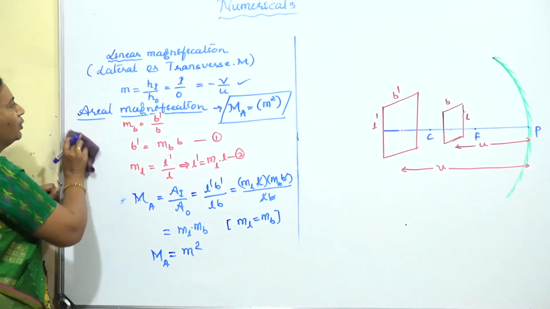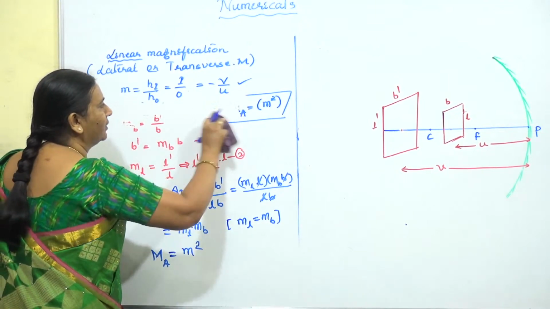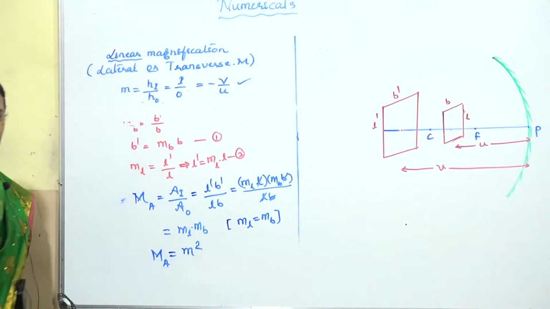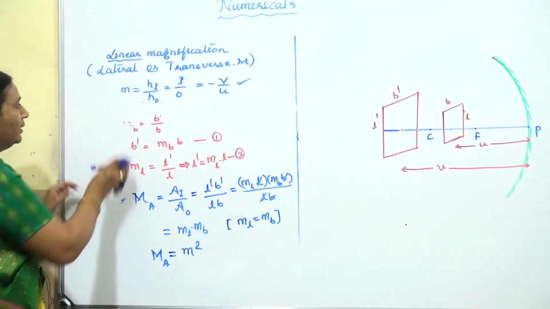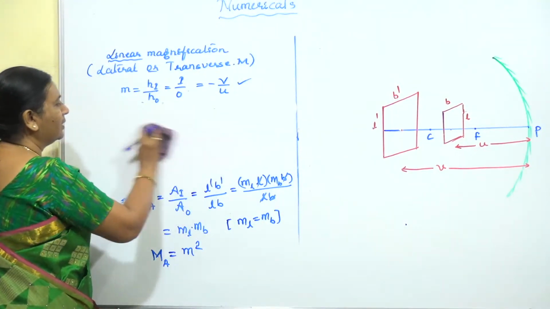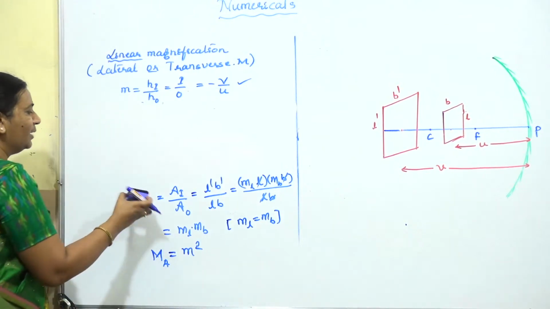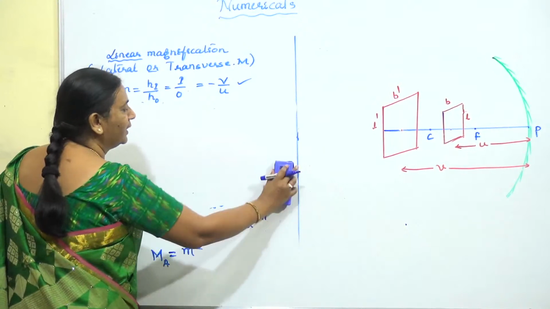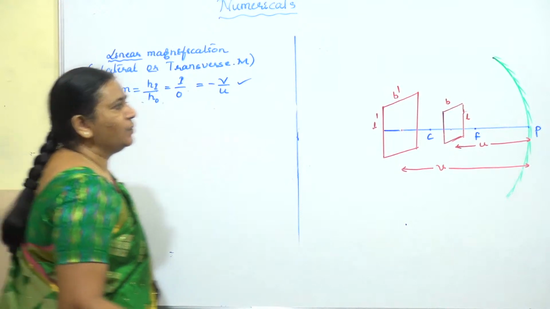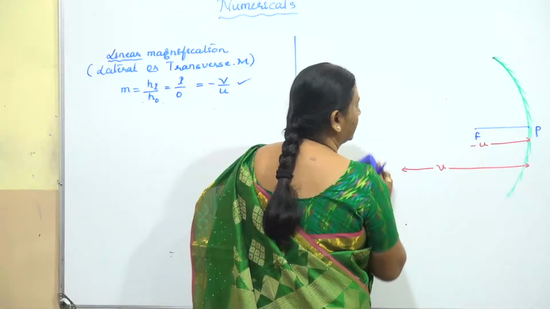Now we'll define one more magnification. We defined already linear magnification, which you can even call the lateral or the transverse magnification. Along with that, we learned the aerial magnification, which is going to be square of the linear magnification or lateral magnification. Now let us see one more magnification, children, and there will have the two concepts at once.